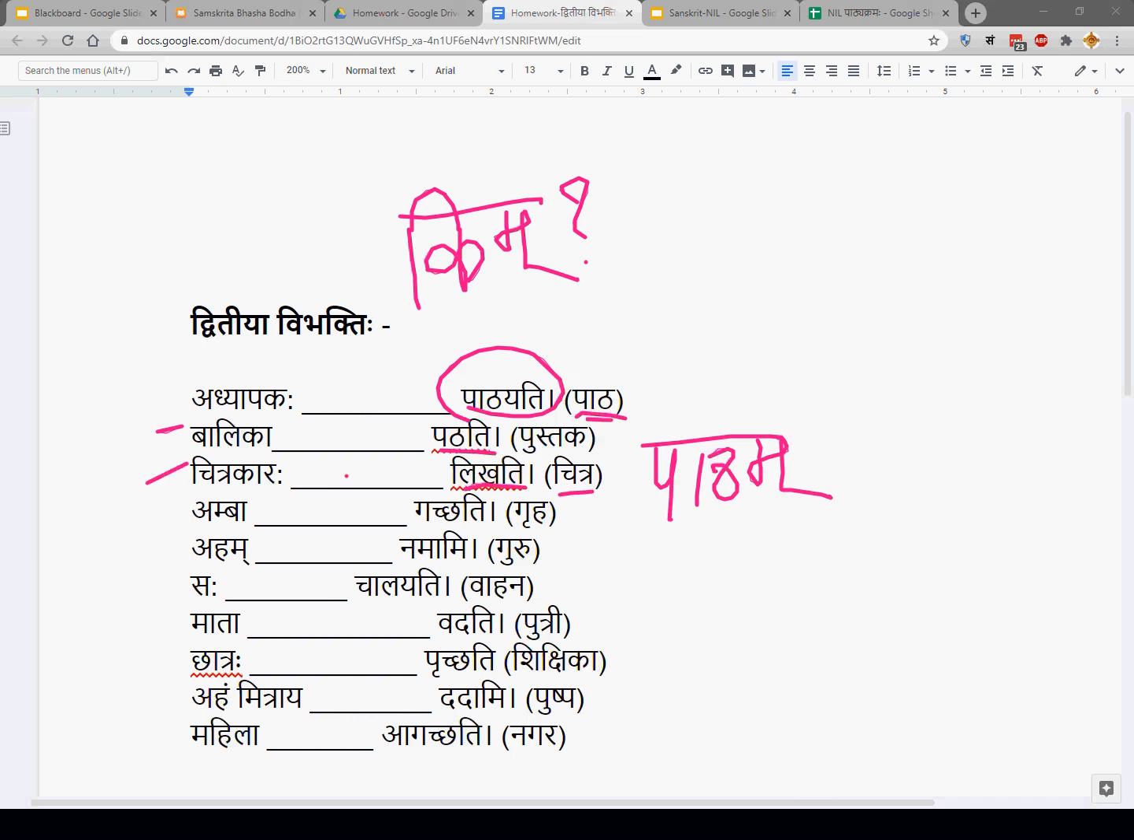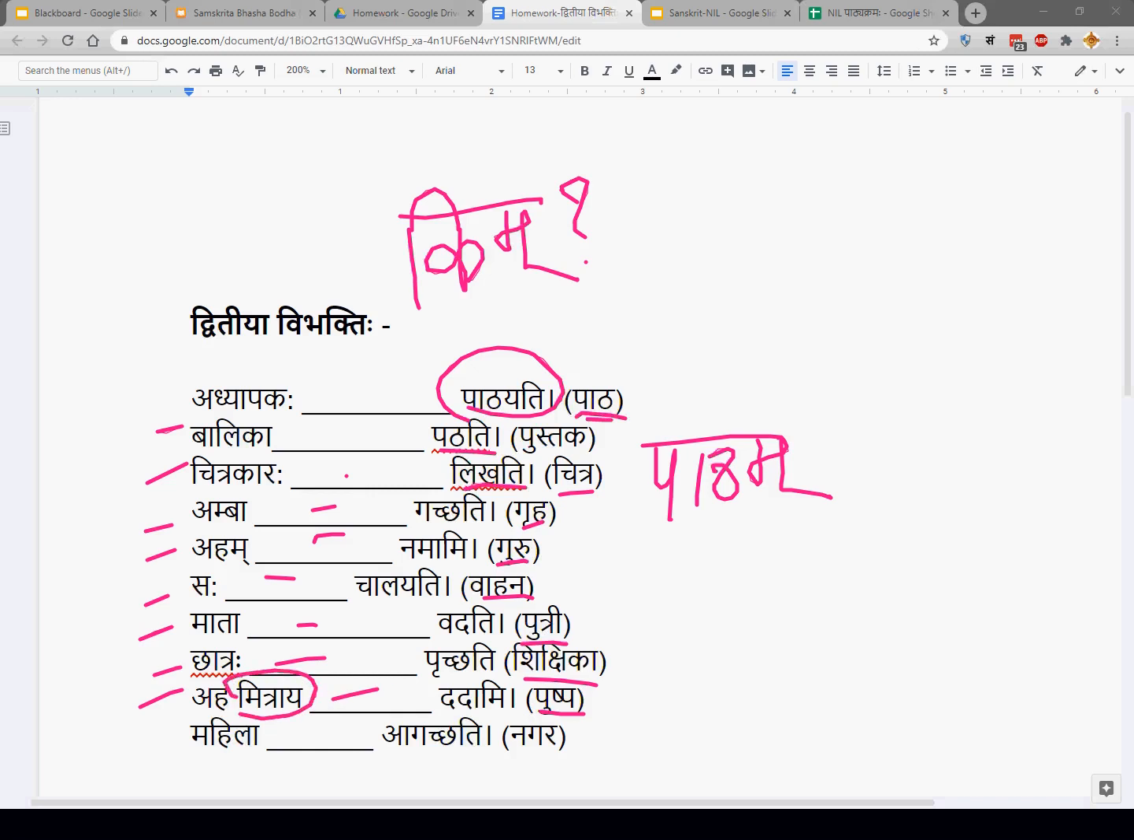Balika Pustakam Pathati. Chitrakaraha Chitram Likhati. Amba Gruham Gacchati. Aham Gurum Namami. Saha Vahanam Chalayati. Mata Putrim Vadati. Chhatraha Shikshikam Pruchhati. Aham Pushpam Dadami.